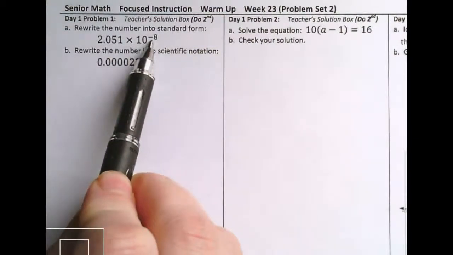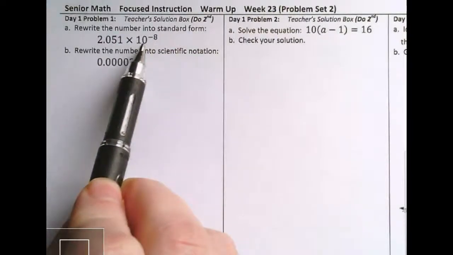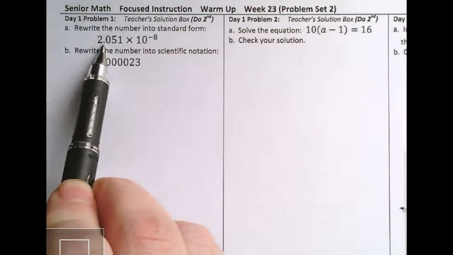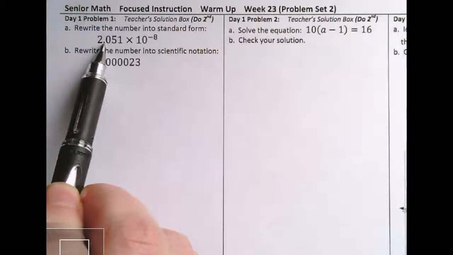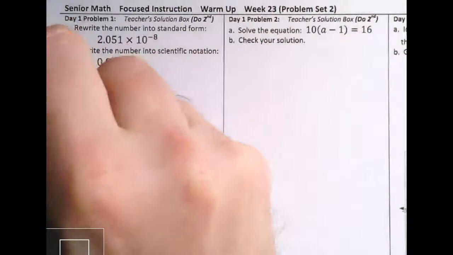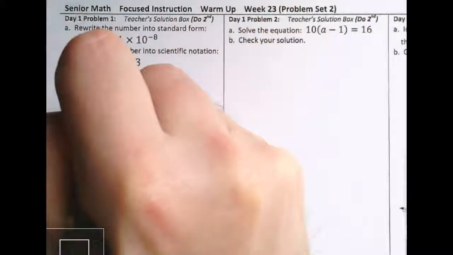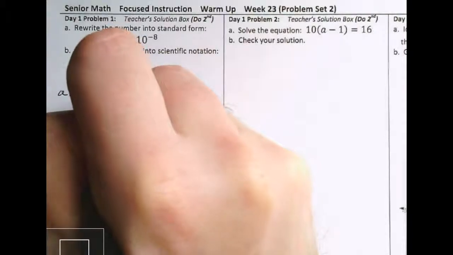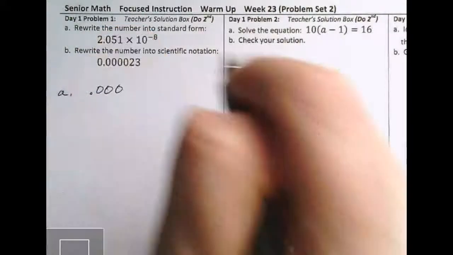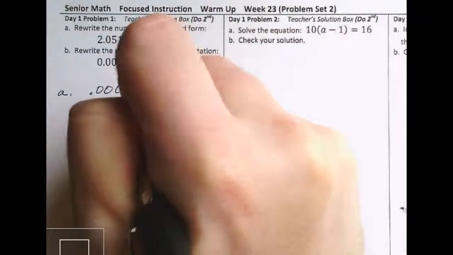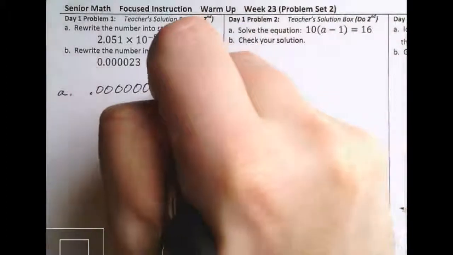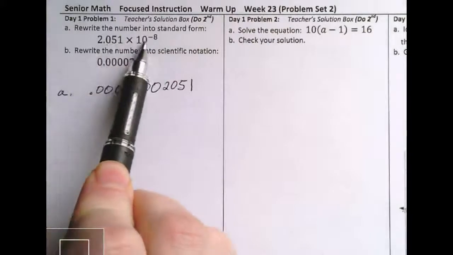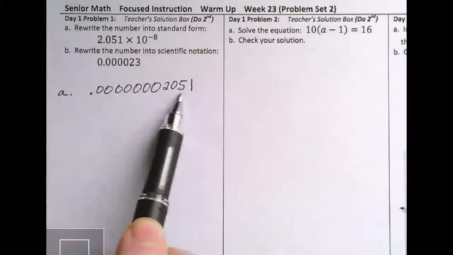Multiplying by 10 to the negative 8th power means to divide this number by 10 8 times. Every time you divide by 10, the decimal point will move one position to the left. So that is going to create point and then 7 zeros. 1, 2, 3, 4, 5, 6, 7, and then the 2051. So here is this scientific notation number written in standard form.